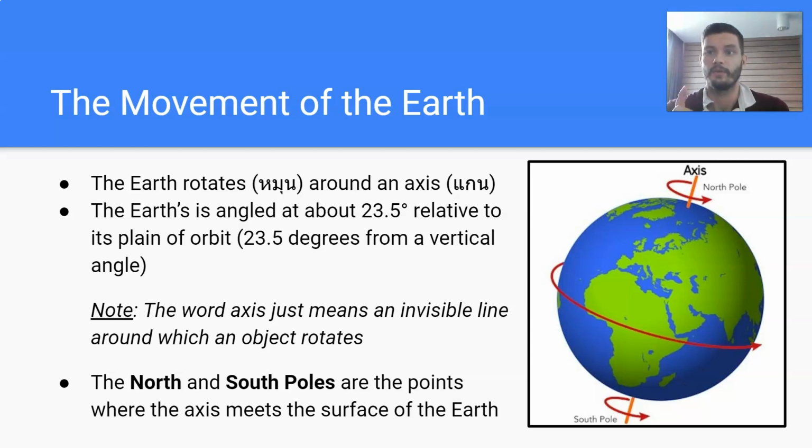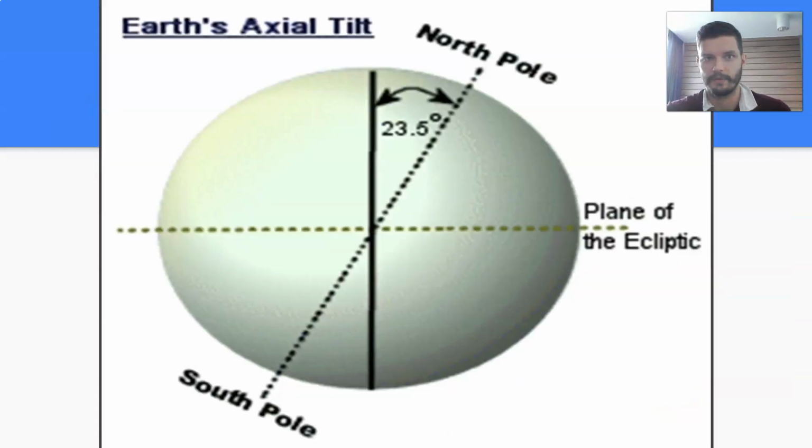The north and the south poles represent the places where the axis meets the surface of the Earth. Okay, so here we go. Here's the Earth's axial tilt. You can see it's at 23.5 degrees. Now, that number, 23.5 degrees, will be very important, and it is something that you will have to remember.